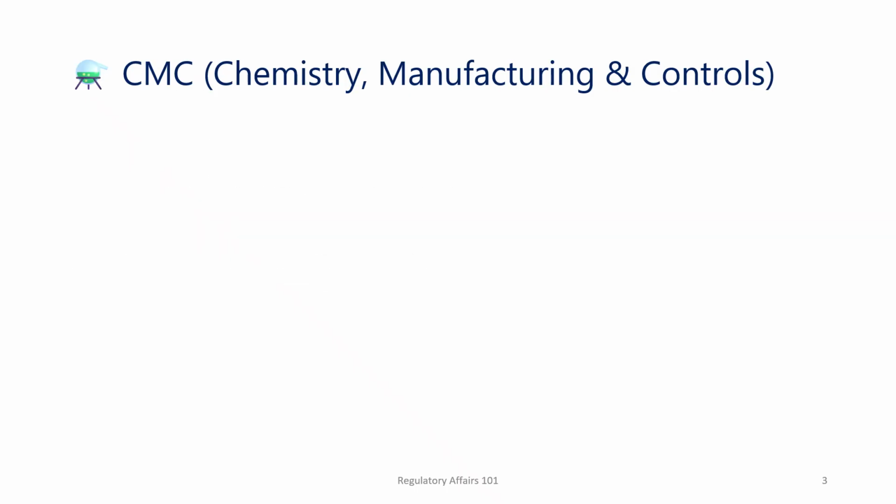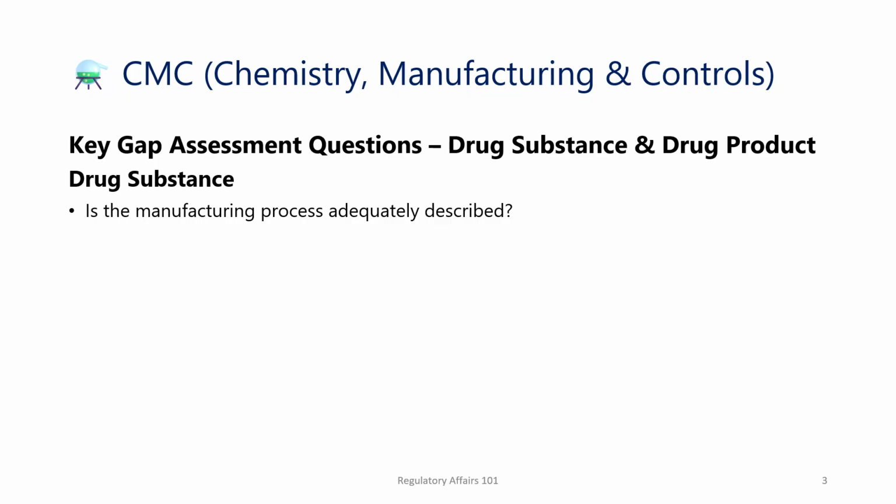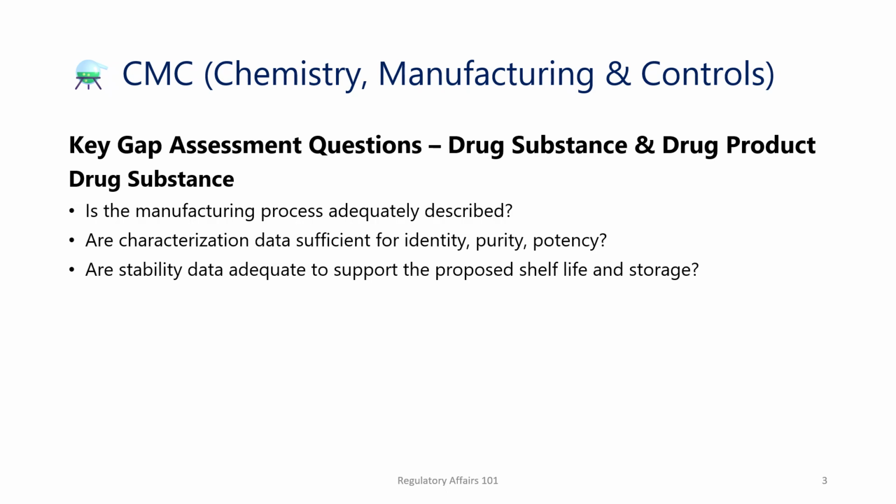Let's start with CMC. For the drug substance, confirm that the manufacturing process is clearly described, that characterization data support identity, purity, and potency, and that stability data justify the proposed shelf life.